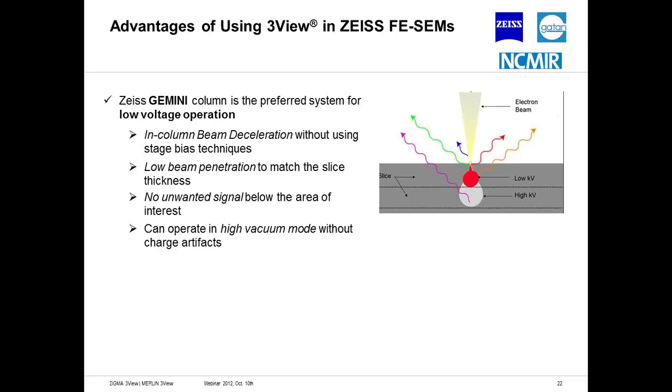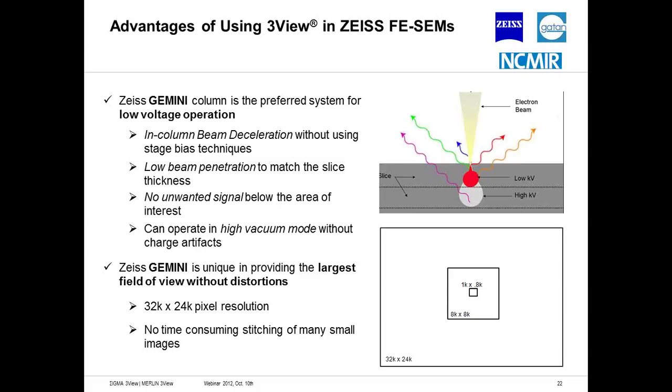A further important thing for low voltage is that you can operate in high vacuum mode, because with low voltage you can achieve that the sample is not charged. Otherwise, you would have to use a variable pressure system, which is also possible. But here you can use a high vacuum mode. So all these are important factors for doing low voltage operation, which is optimal, supported by the GEMINI design.